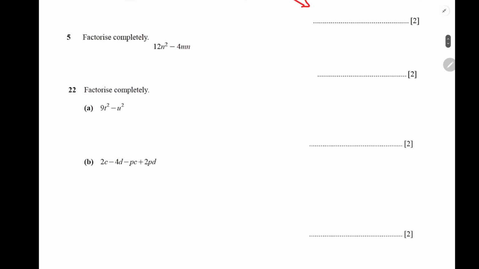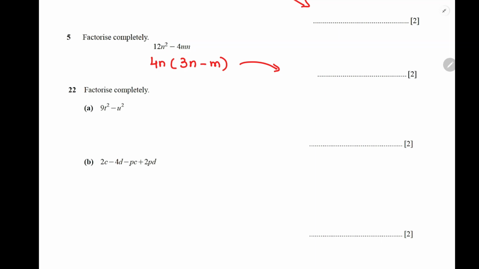The next is factorize completely. Again, I have to see the common first. So I can take 4 common and n common. So it would be 3 and negative m. This will be the answer.